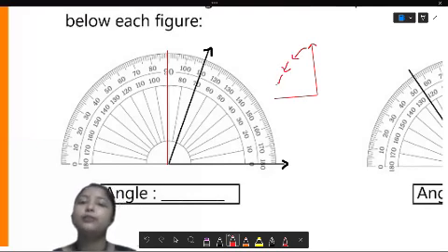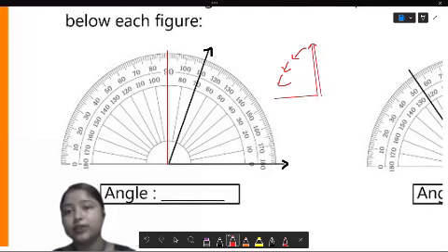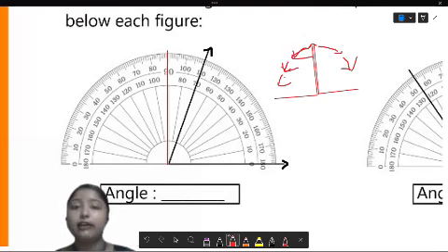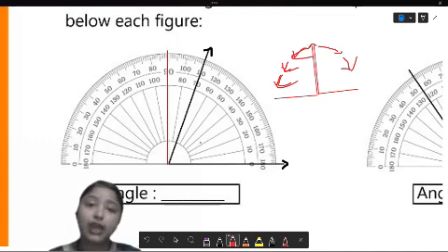Always remember, if the right angle is on this side, then this will be the lesser side. If the right angle is towards this side, then the lesser side is this, as always. Okay, now let's move on to measuring the angle.